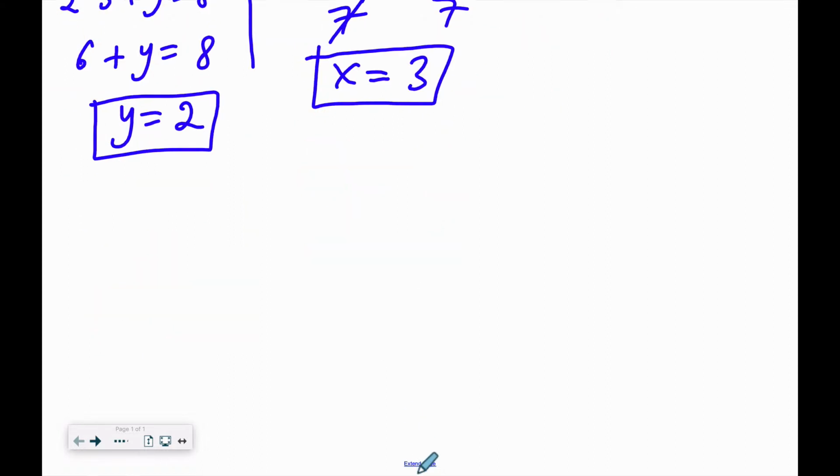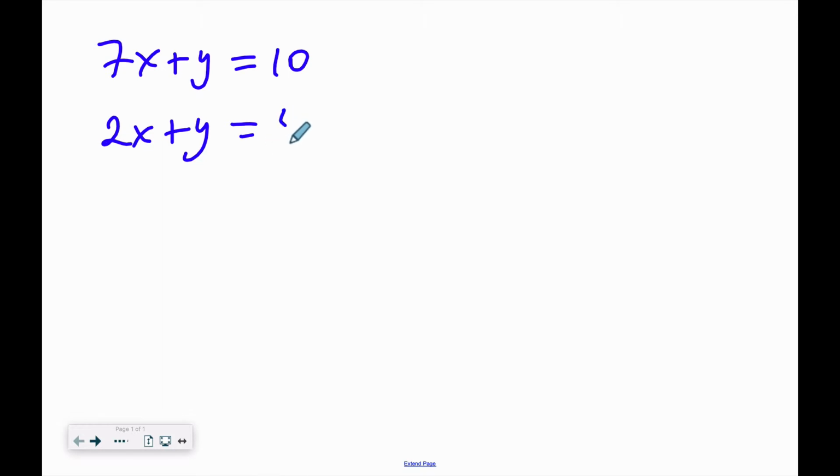Let me give you another example, guys. The other example will be 7x plus y is equal to 10, and the second equation is 2x plus y is equal to 5. So we need to find x and y. As usual, let's call this equation 1 and this equation 2. You might see here there's y and y, both of them are positive, they have a positive sign.